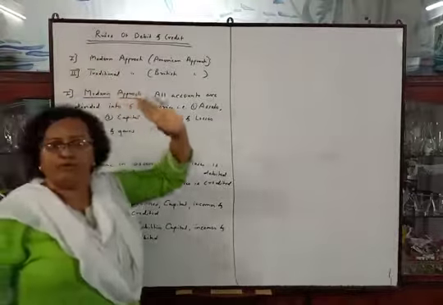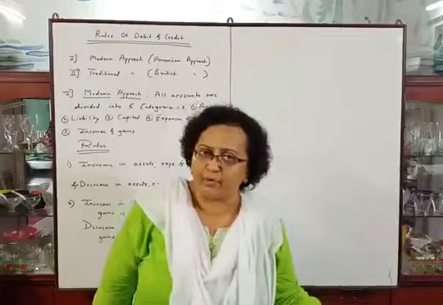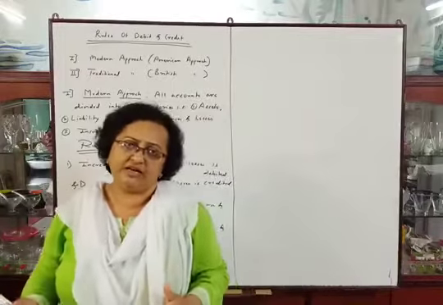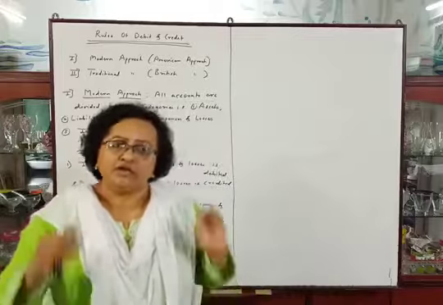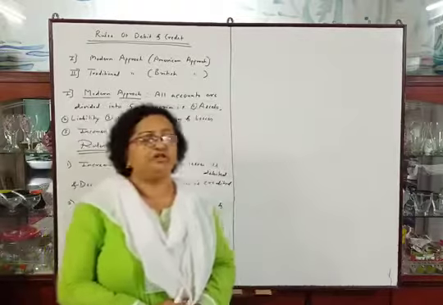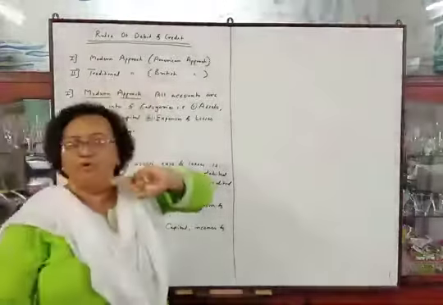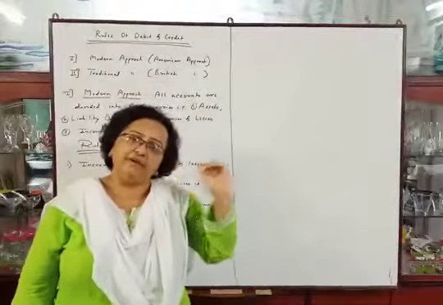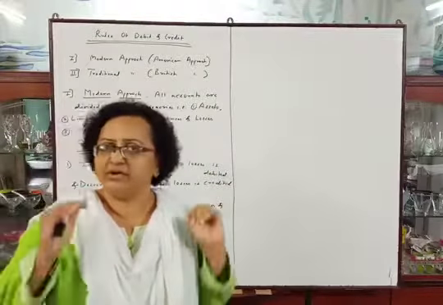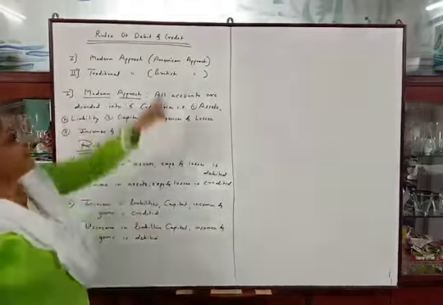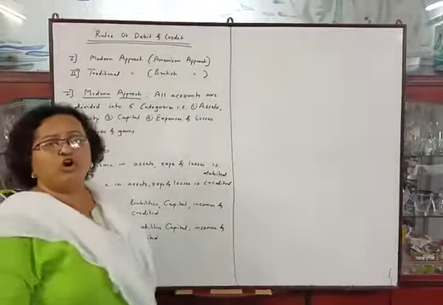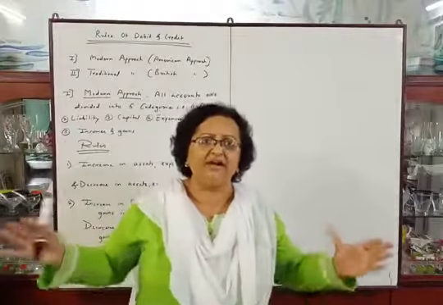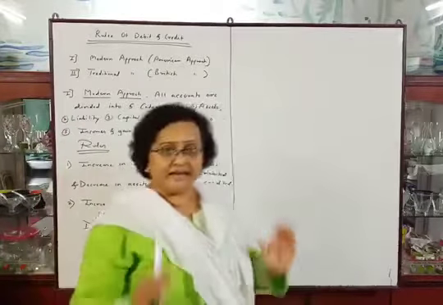There are two approaches. First is the modern approach, which is related to the accounting equation concept. It is also called the American approach, and second is the traditional approach, which is also called the British approach. First we will learn the modern approach, that is the American approach.